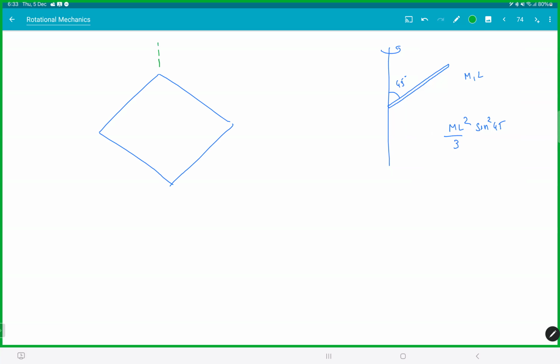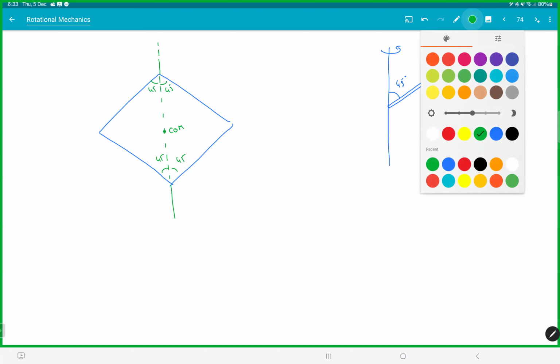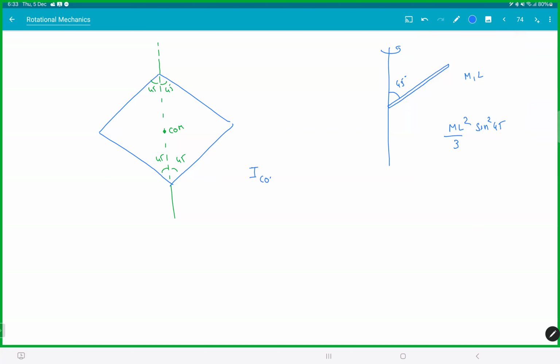So instead of that, I will try to find about the center first. Why? There's the center of mass here. This angle is 45, this angle is 45, this is 45, this is 45. So I about the center of mass will be ML square by 3 sine square 45 into 4.